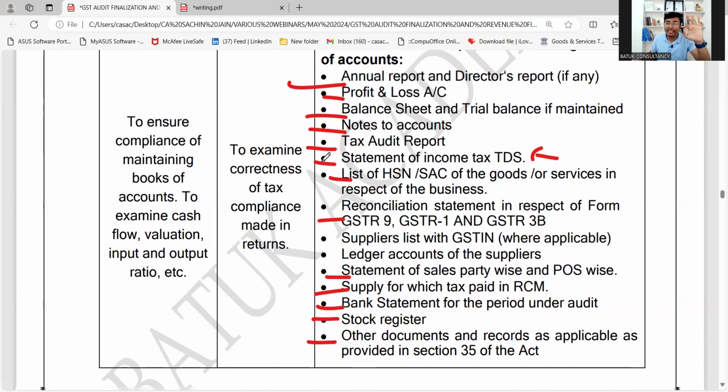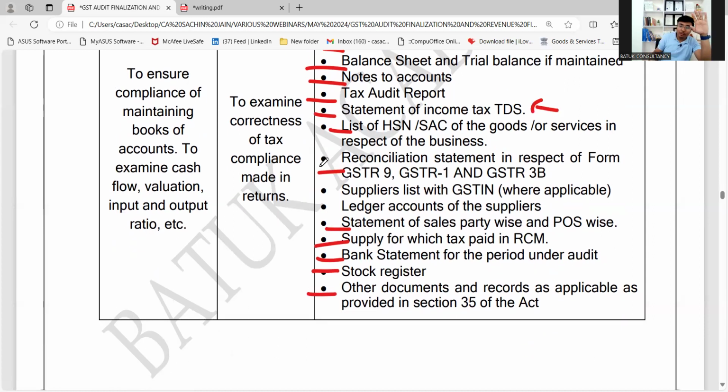List of HSN and SSC code we have already covered, that उस HSN और SSC code की list से I can easily identify the applicable rate of GST. I can easily identify the nature of business, and I can check the same from the GSTN common portal as well. Reconciliation is required for GSTR 9.1 and GSTR 3B, from the sales perspective, from the input perspective, and the annual reconciliation will be in the GSTR 9.